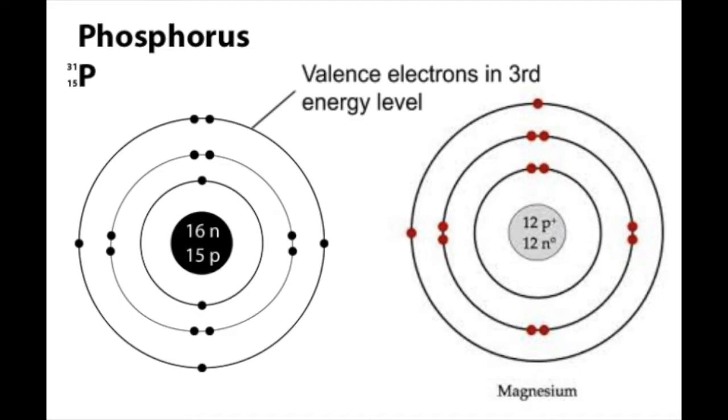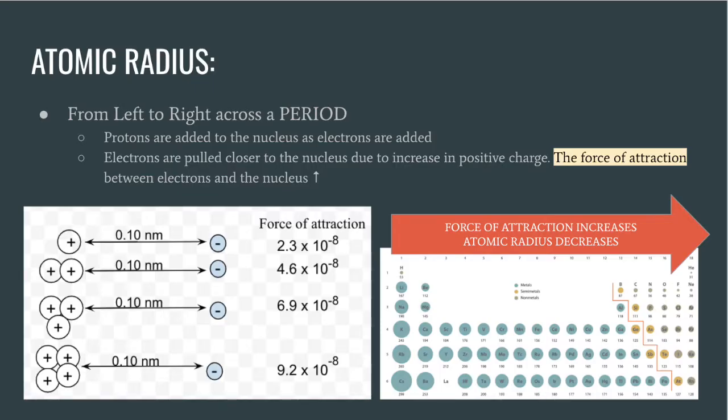So if we have two different elements in the same period and we know that their valence electrons are about the same distance away from the nucleus in both of those elements, how do we compare the atomic radius? Well, then we need to look at something known as the force of attraction. We can think of force of attraction as being something like a magnet. For example, the positive end of a magnet is attracted to the negative end of a magnet.